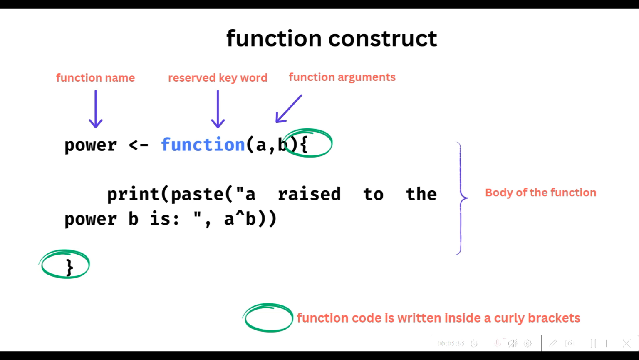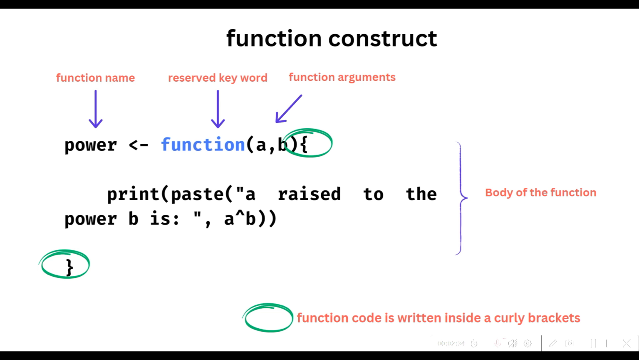Then comes the parenthesis. Within the parenthesis, we can specify the number of arguments that we want our function to have. It doesn't matter what we name our arguments within a parenthesis, as long as we use the same name in the body of a function. Then comes the curly brackets. Curly brackets come after the function arguments. The function code is written within curly brackets. The body of a function is the main code within a function. In our example, we have included code to print the value of a raised to the power of b.